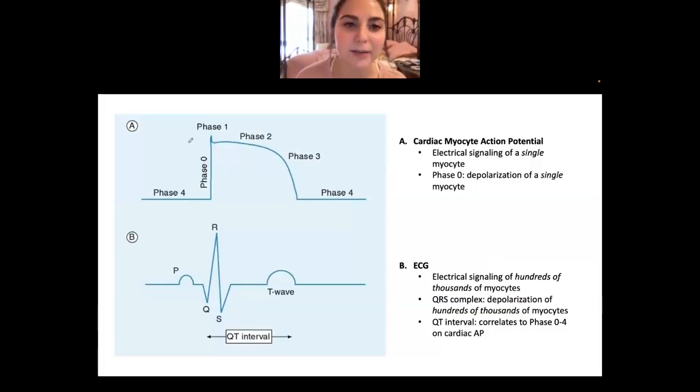So a better way to get an idea of what's happening with the contraction of the entire heart is to look at an EKG. That's why people look at EKGs, because that's what's happening with all of the cells in the heart. You can think of this EKG as the electrical signaling of hundreds of thousands of myocardial cells. And if we want to line it up, the QRS complex is ventricular depolarization. You can think of this as hundreds of thousands of phase zeros. Hundreds of thousands of phase zeros line up with the QRS complex.